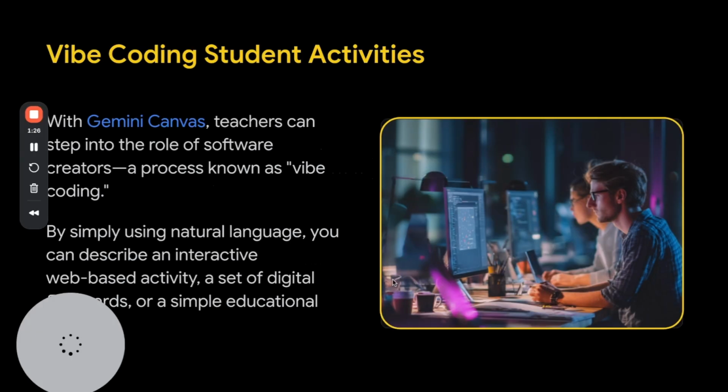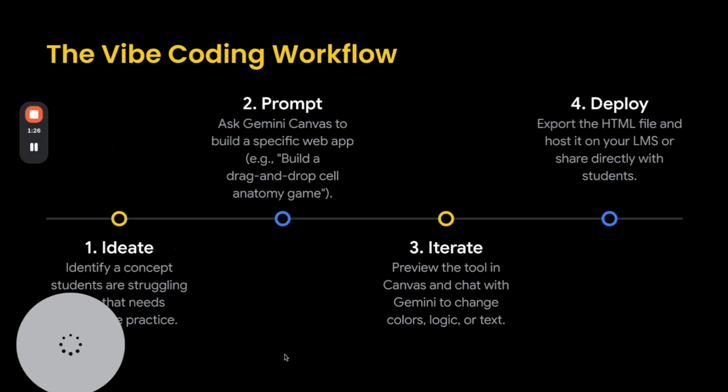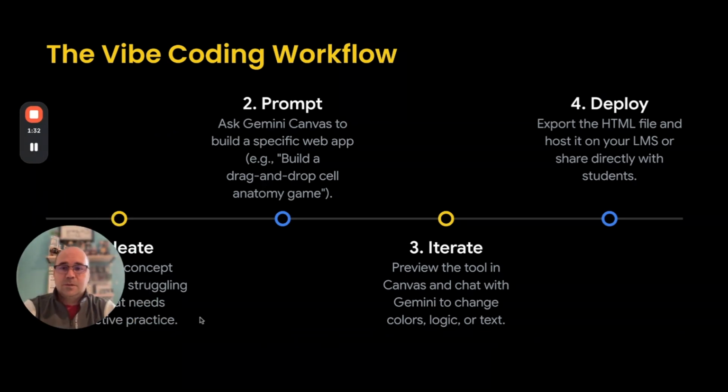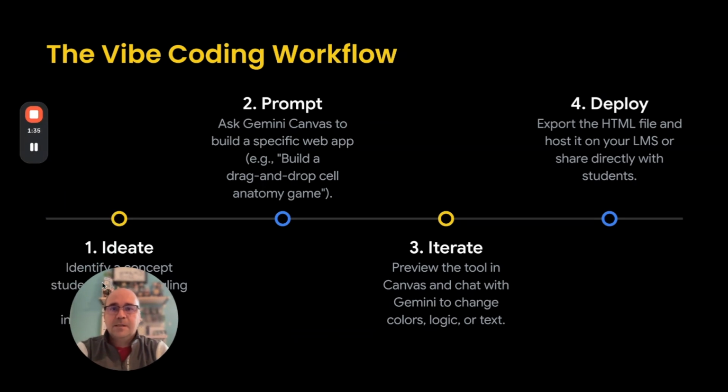So if I look at kind of as a review, with vibe coding, first you want to come up with an idea, something that you want your students to work on. So that's the ideate piece. Then you can do your prompt. You can iterate, change it to make it the color scheme you want. Maybe you don't want emojis, change it to however you want it to look like. Maybe you want them to be able to play again at the end with different emojis. You can do that. Deploy it is where you copy and paste and put it into another website.